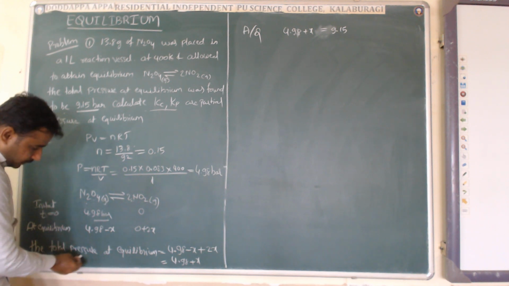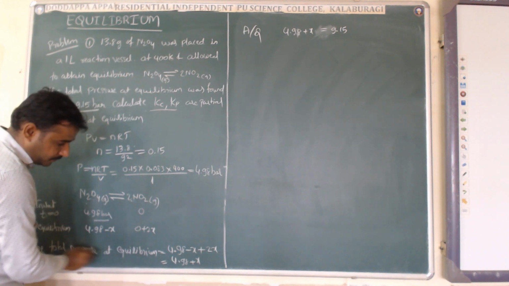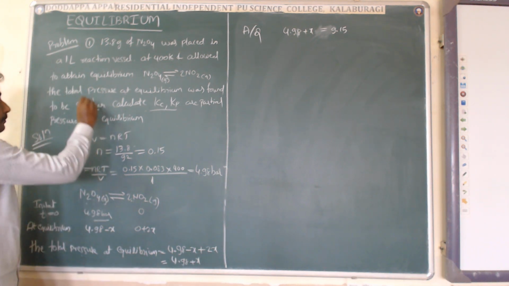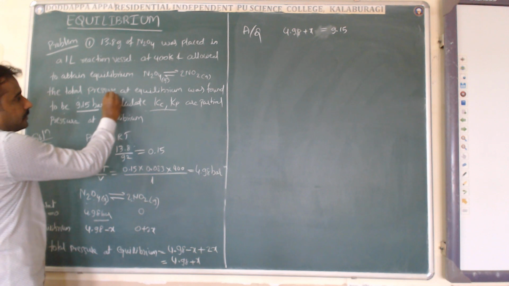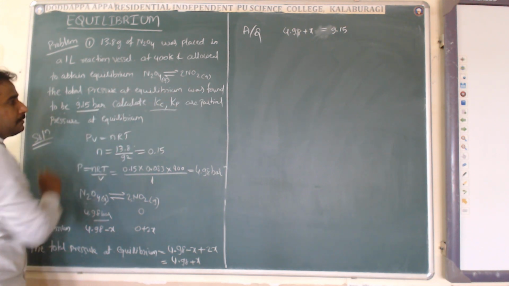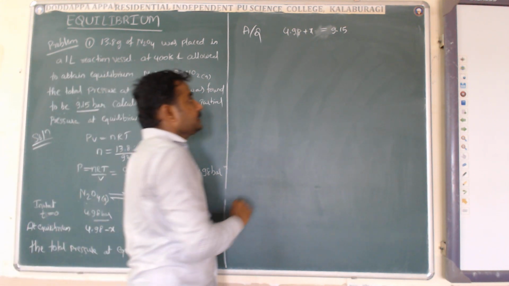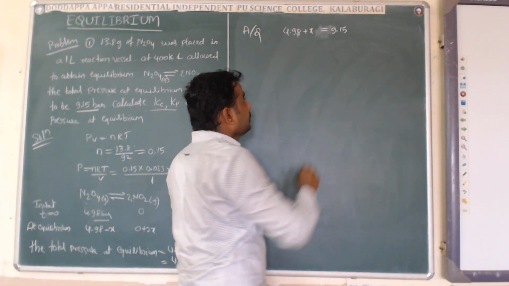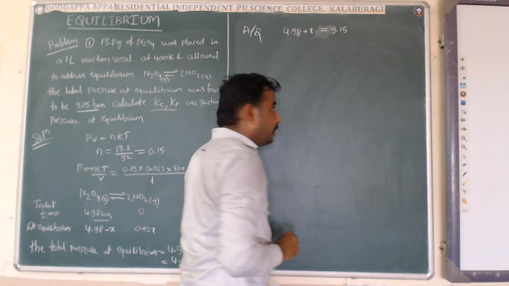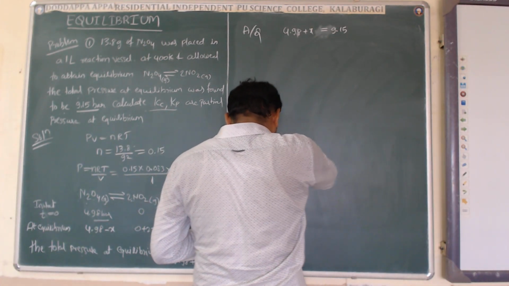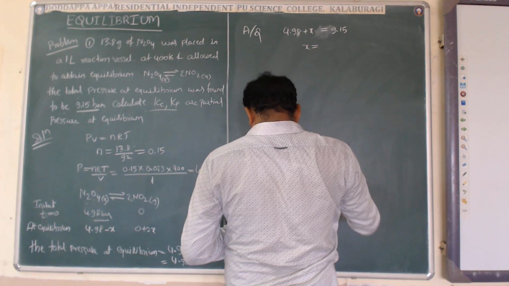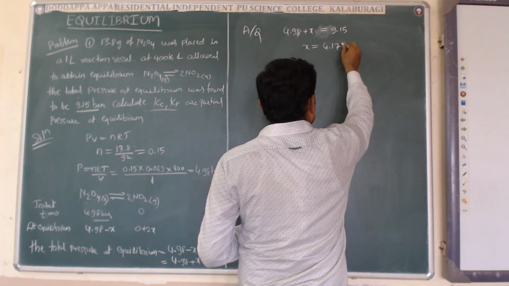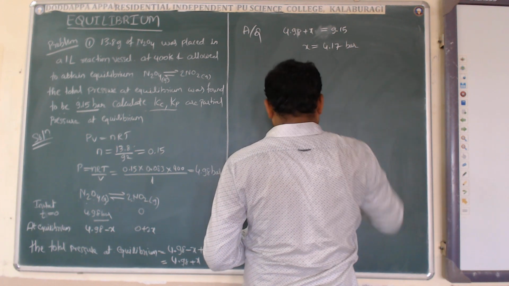What you are getting here? The total pressure at equilibrium will be what? 4.98 plus x is there here. But in the question they have given the total pressure at equilibrium was found to be 9.15 bar. Means that 4.98 plus x is equal to 9.15 here. Next one, we are calculating that x value. What you are getting here? X value is 4.17 bar.